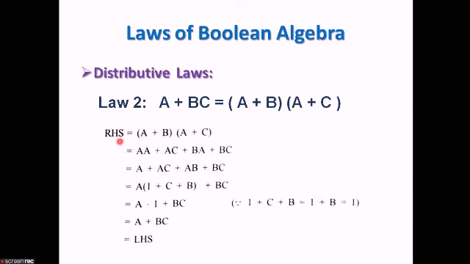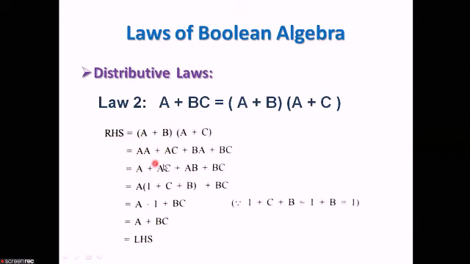Now let us see the proof of law number 2. Taking the RHS, the right hand side, is equal to A plus B into A plus C, both of these inside the brackets. So just we are multiplying it. That is A into A plus A into C. Next is B into A plus B C. Again, A into A is A dot A. Next is A dot C, then B dot A, and next is B dot C.